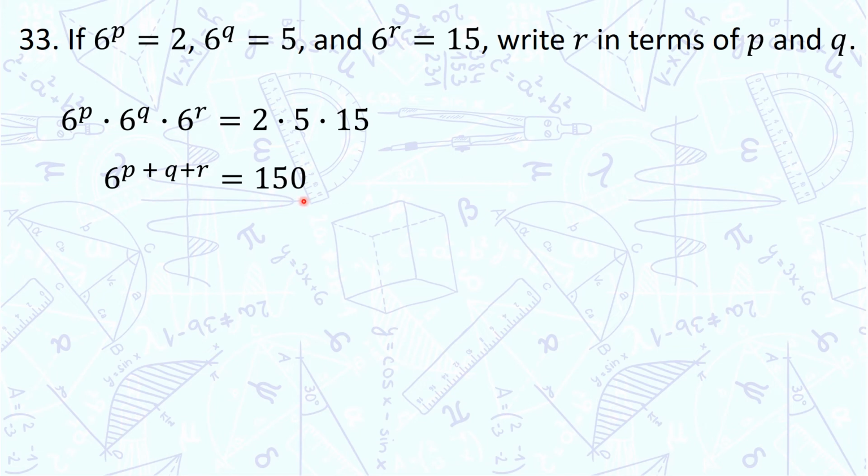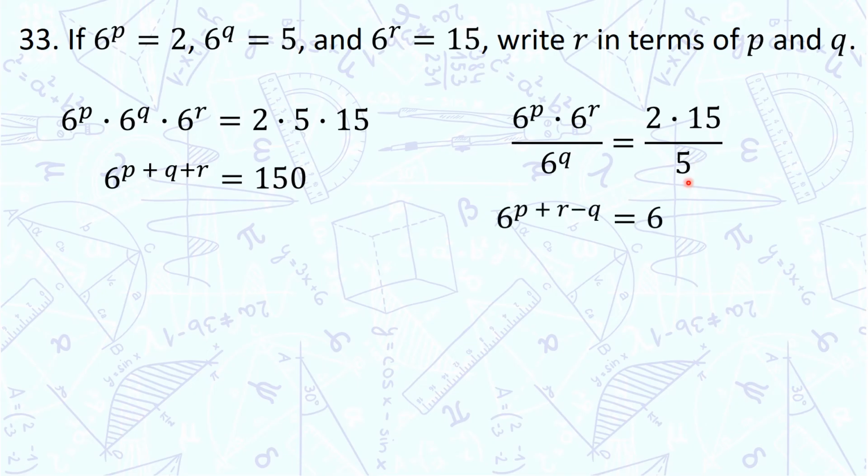Let us have 6 raised to p times 6 raised to r over 6 raised to q, and do the same thing term-wise to the right sides of the equations respectively. That will be 2 times 15 over 5. So we'll have 6 raised to p plus r minus q equals 2 times 15, 30 divided by 5, that is 6. This time we can equate the exponents as p plus r minus q equals 1. Then we have r is equal to 1 plus q minus p.